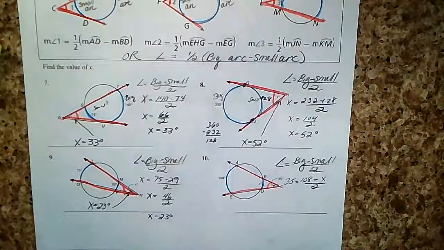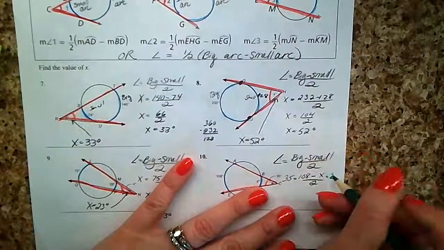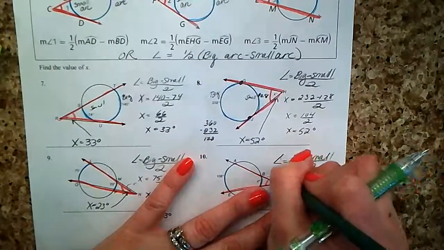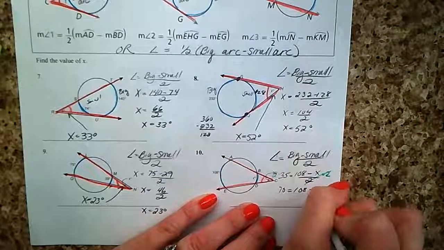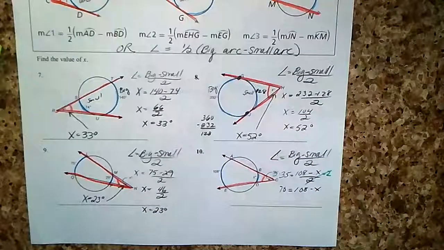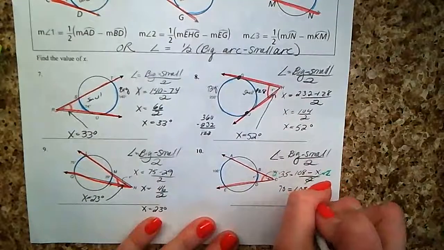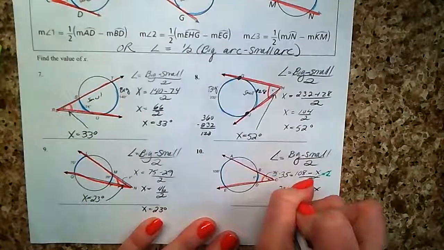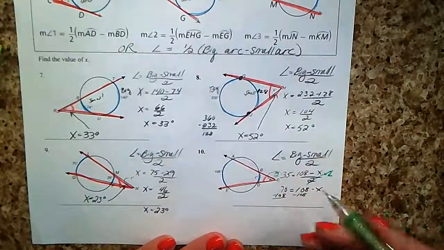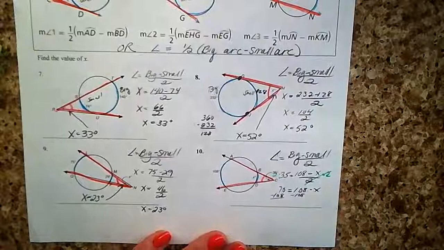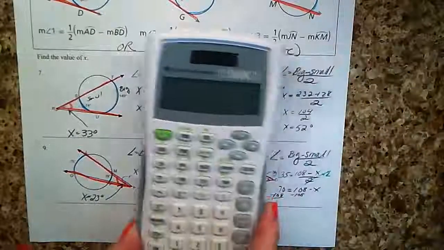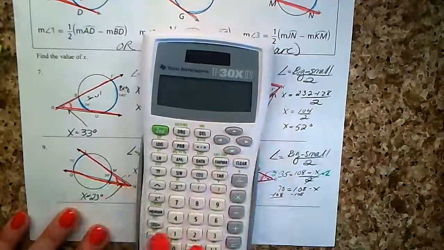Now, in algebra, the first thing I would do is multiply by 2 on both sides, right? I would multiply by 2 on this side, and that would cancel those out, and I would multiply by 2 on this side. So that's going to give me 70 on this side equals 108 minus x. Now I'm going to subtract 108 from both sides. I'm going to end up with a negative number here, but that's okay.